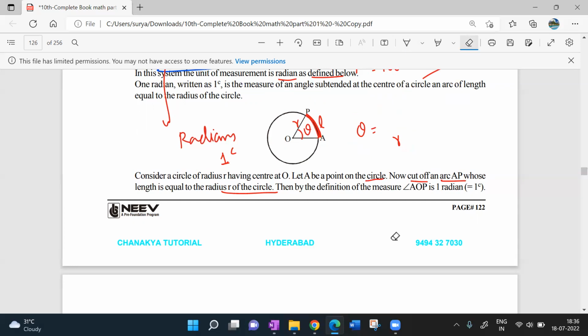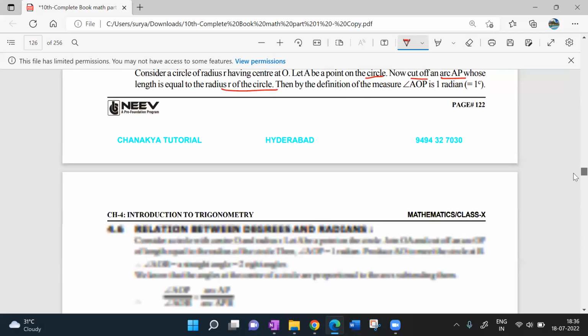The arc length upon the radius of the given circle. Okay. So you will be learning this in a more detailed way in class 11th, so don't worry. For now, just have an idea of the different ways of measuring an angle: degree measurement, radian measurement, which is very important, and one more, grade measurement.